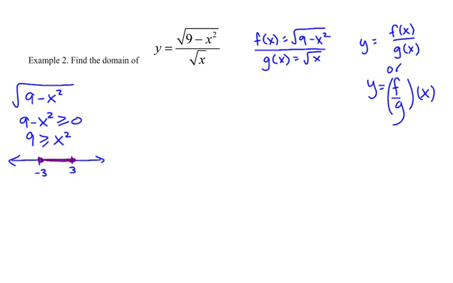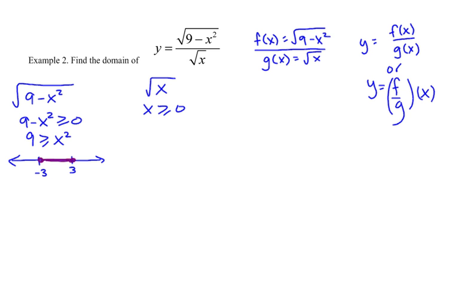Now this was our f of x, so let's look at g of x. So root x, what's the restrictions on x here? Can't be 0 and, oh no, it could be 0. Has to be less than 0. Can't be less than 0. So we can't take the square root of a negative. So x is greater than or equal to 0.